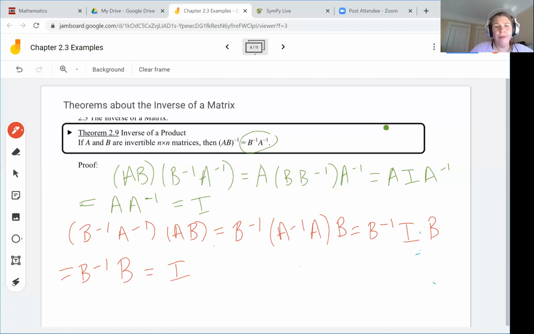So we have shown that if you multiply B inverse A inverse times either side of the product AB, you get the identity back. So that is the definition of being an inverse. So we have shown that B inverse A inverse is the inverse of the product AB.